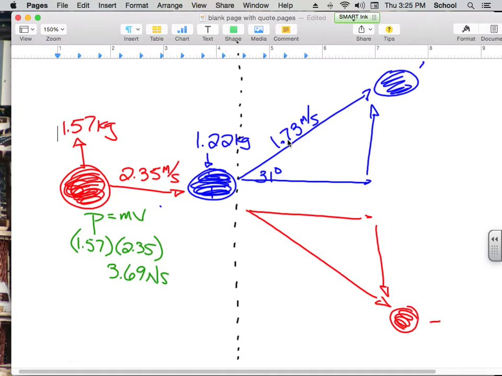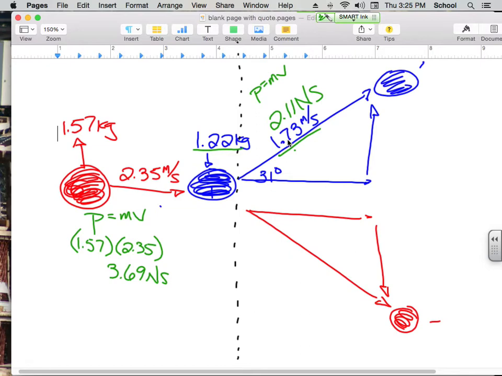That's the physics behind it. Then it's just a little bit of math, and I mean a little bit of math. It's not bad. So here I have to find out what is the P that goes on the blue triangle. Again, we have P equals mv. So I have m, I have v. If I multiply 1.22 by 1.73, I end up with 2.11 Newton seconds.